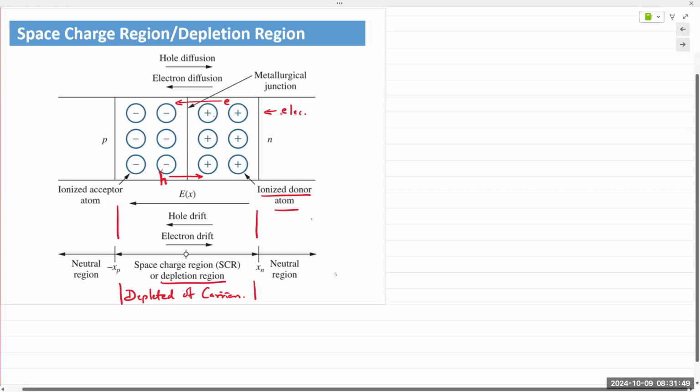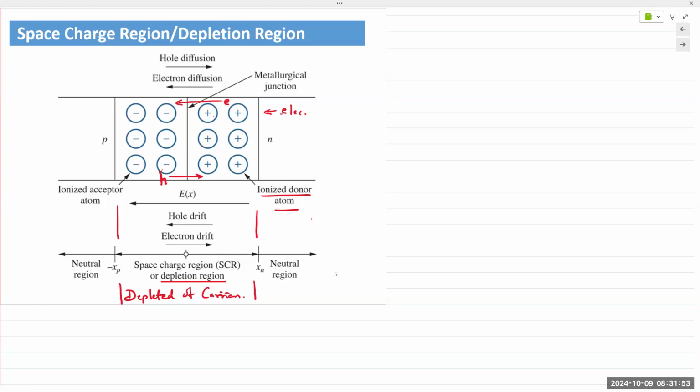This is by far the most common and accepted usage of this term, depletion region, because it is depleted of all charges. Yes. Why does it not happen at the largest, like only small? That's coming up on the next slide.